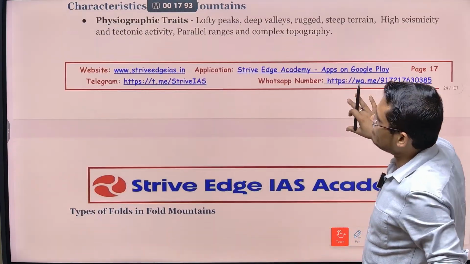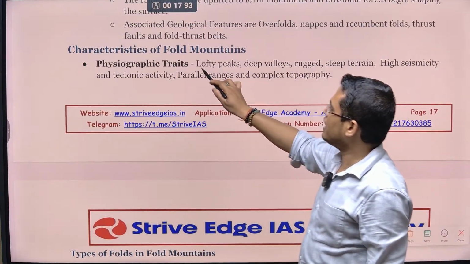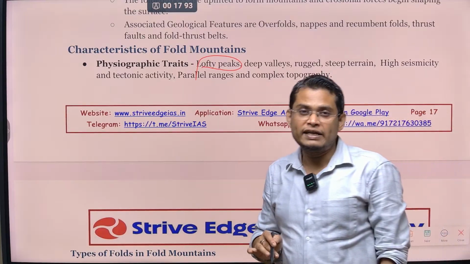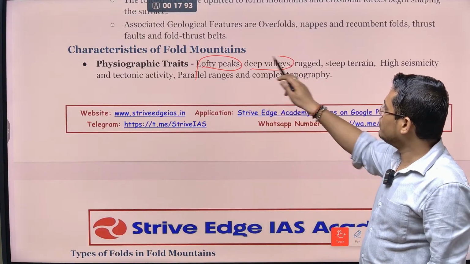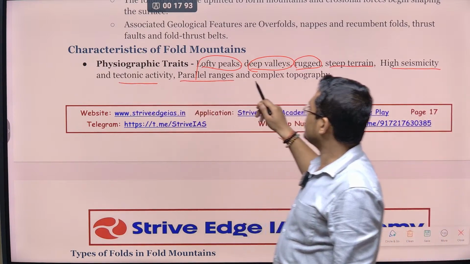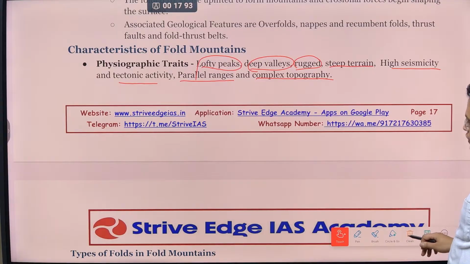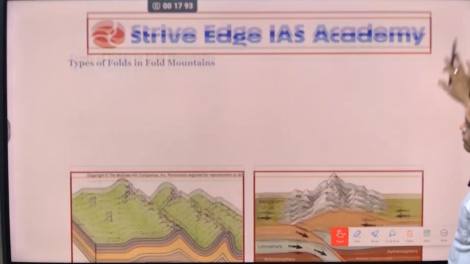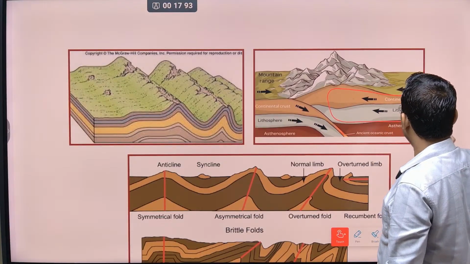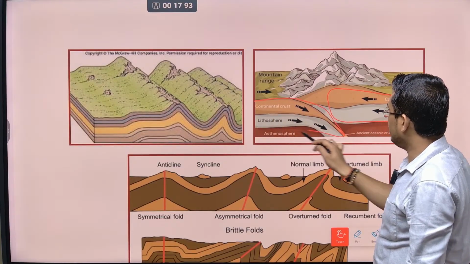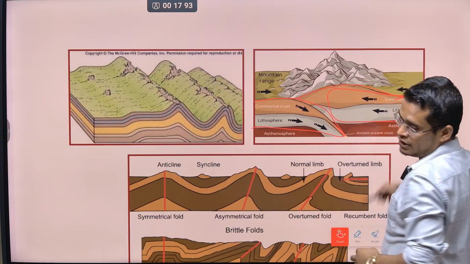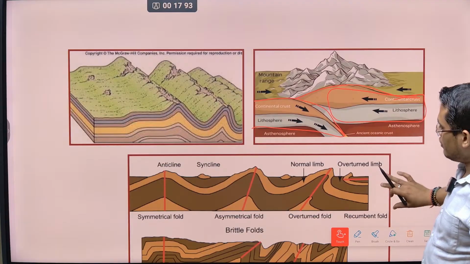Characteristics of the fold mountain: they have lofty peaks. If you see the Himalaya mountain, they are approximately 6 to 8 kilometers in height. Then deep valleys, rugged and steep terrain, high seismicity, tectonic activity, parallel ranges, and complex topography are also found there. Types of fold mountain, this is not much important. You can see one lithospheric plate and another lithospheric plate. When they come together, at the meeting place there is a rise and formation of this big mountain. This is what is called fold mountain.